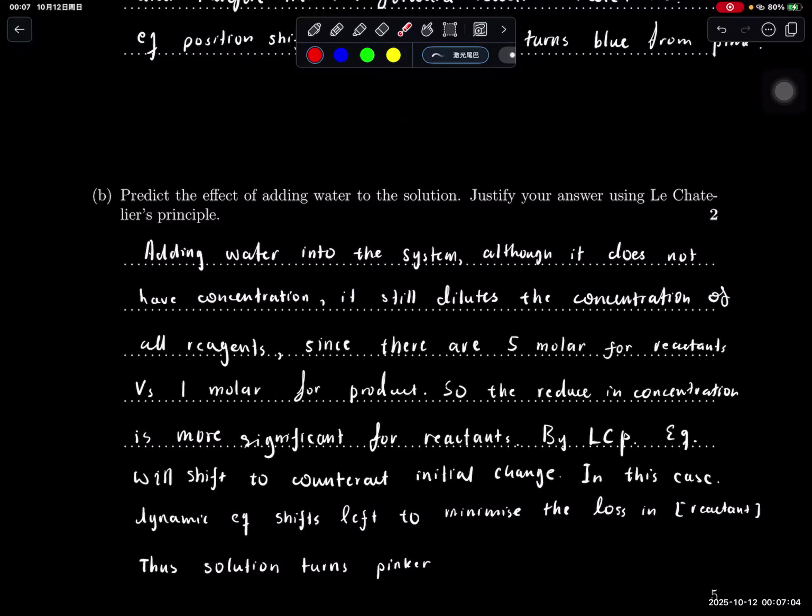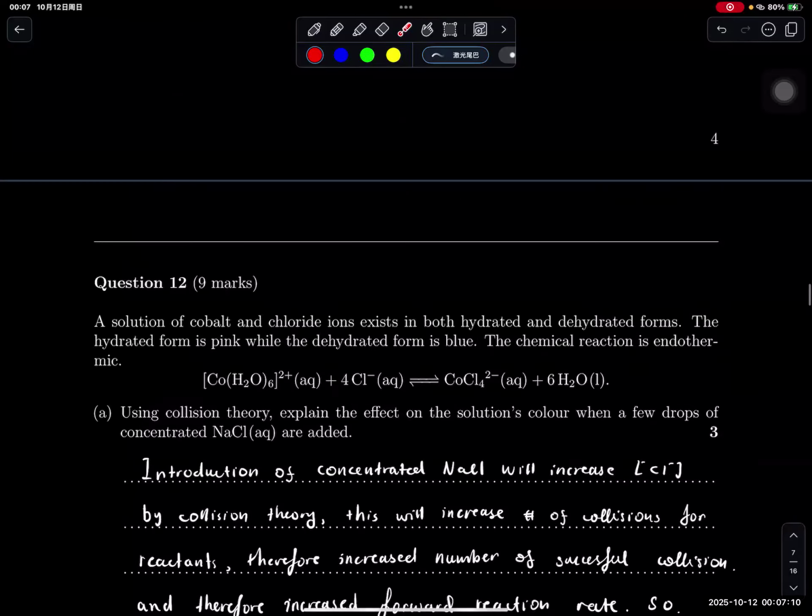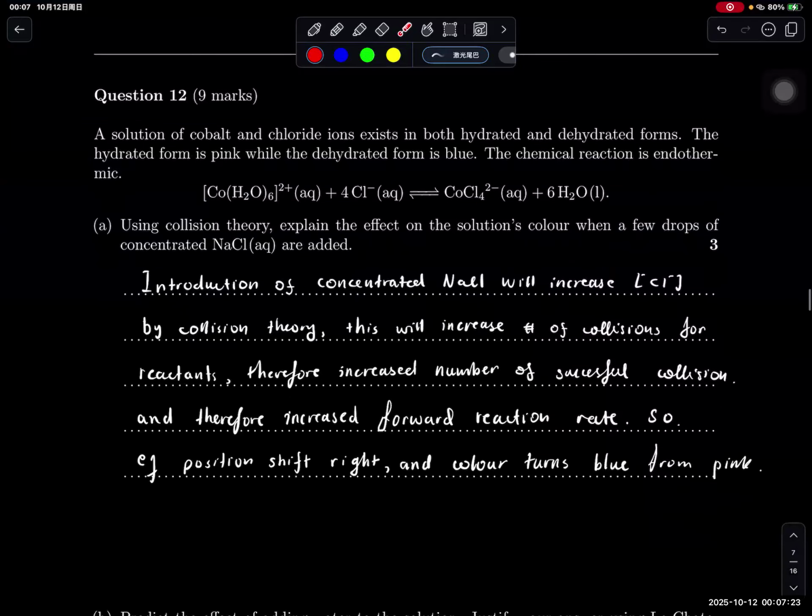Very good. So adding water to the system, it doesn't have a concentration for water. Water is part of this reaction, it's a product. But adding water does not increase something called the concentration of water. It doesn't even exist, right? Water is liquid, no concentration for that. But adding water indirectly changes the concentration of these because you're diluting the solution.